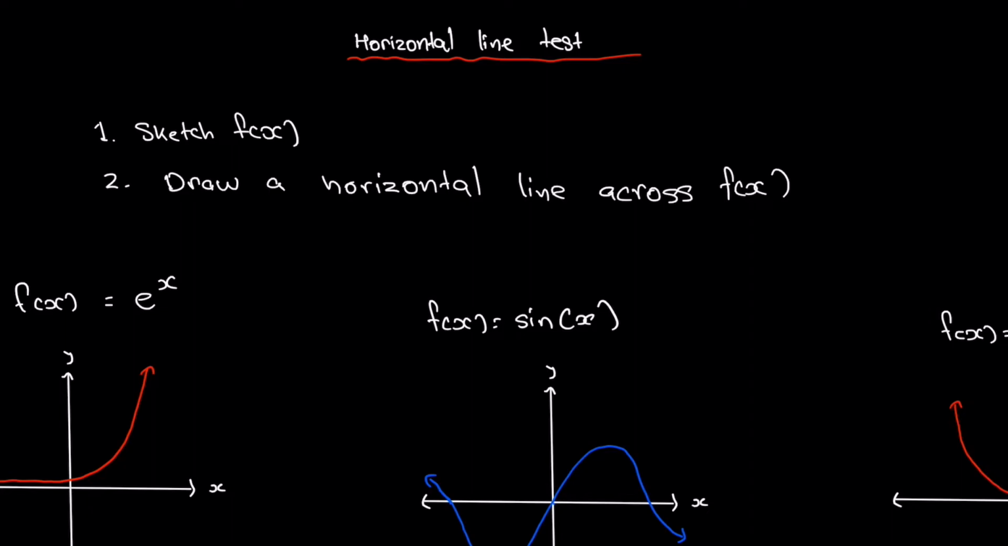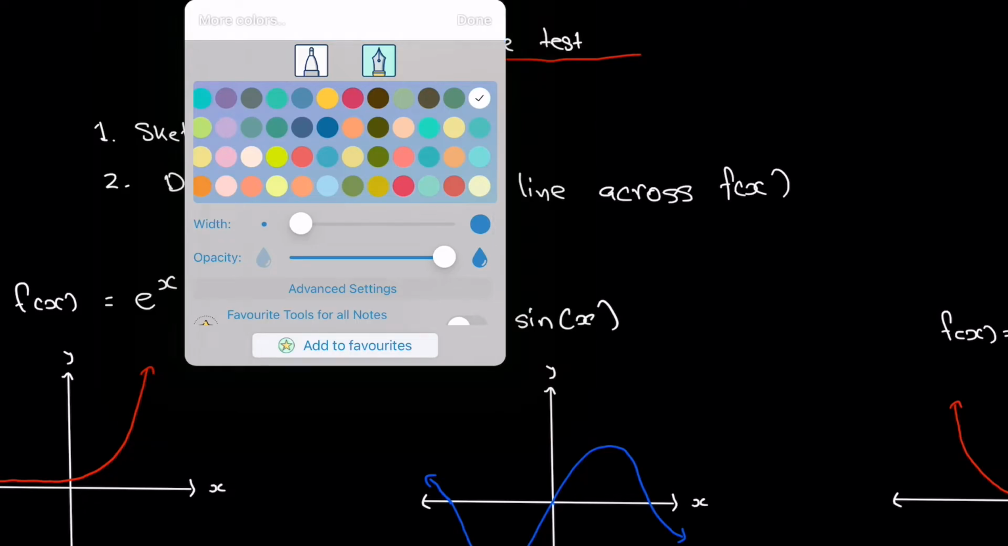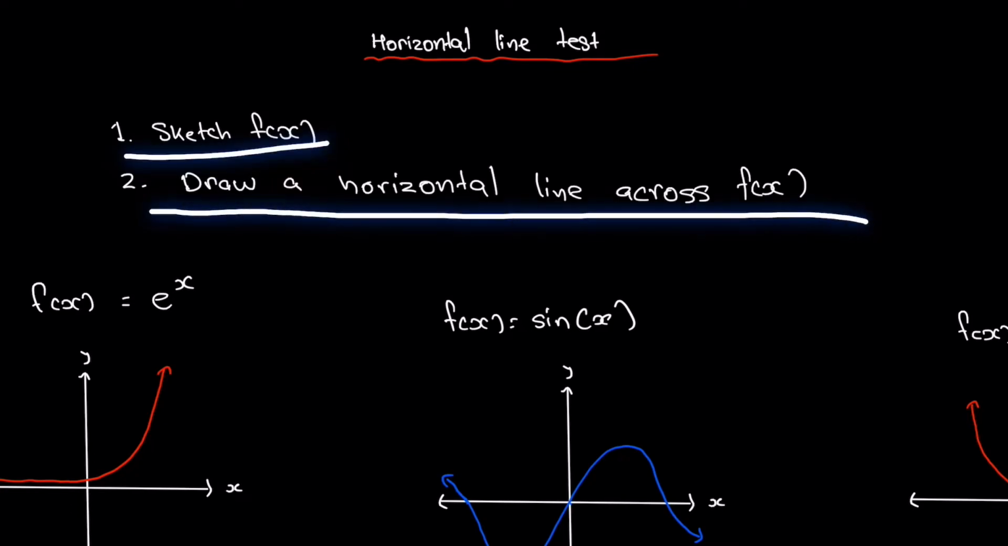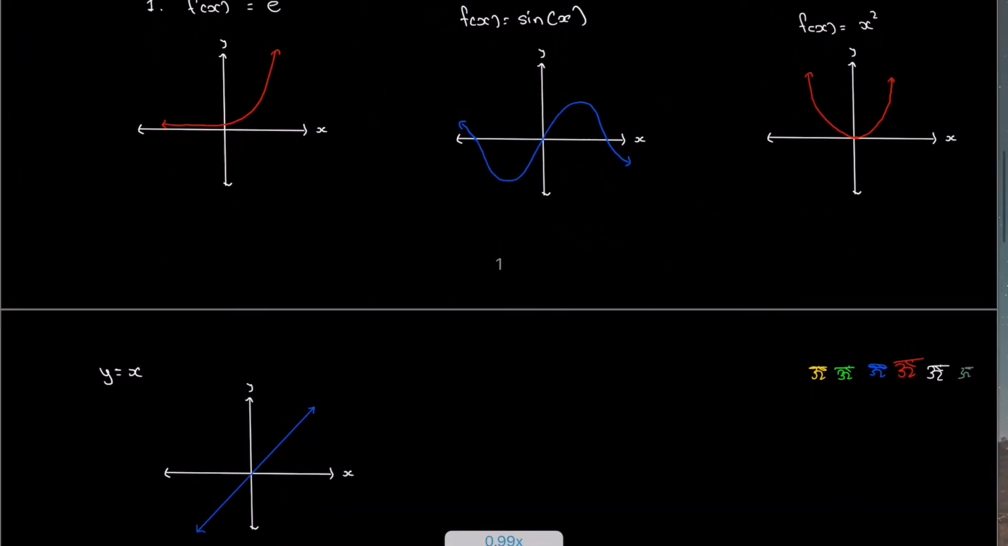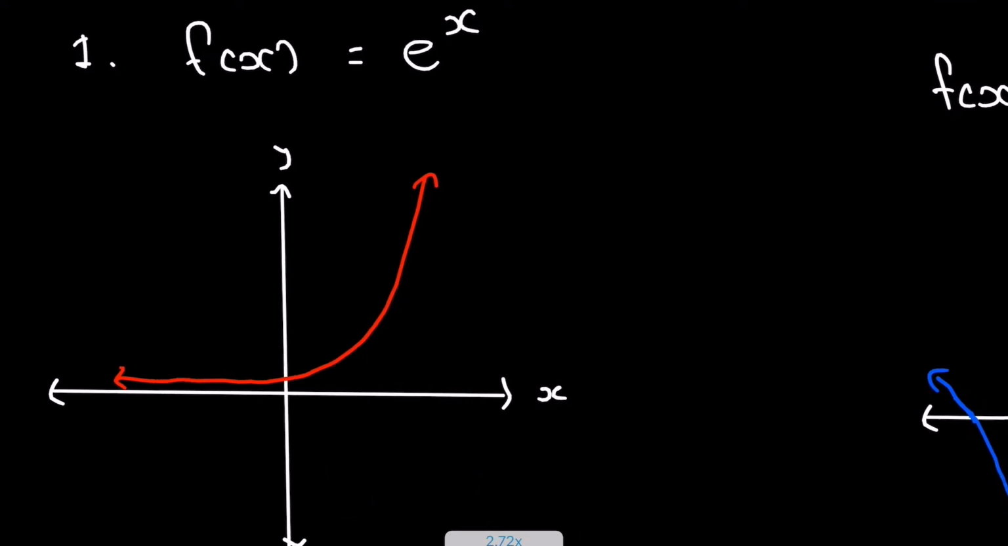So basically, if you're given a function f of x and you want to determine whether it's one-to-one or not one-to-one, your first step is to sketch the graph, and then number two is draw a horizontal line across f of x. Now I'll show you what I mean. So we want to determine whether these graphs, these functions, are one-to-one or not.